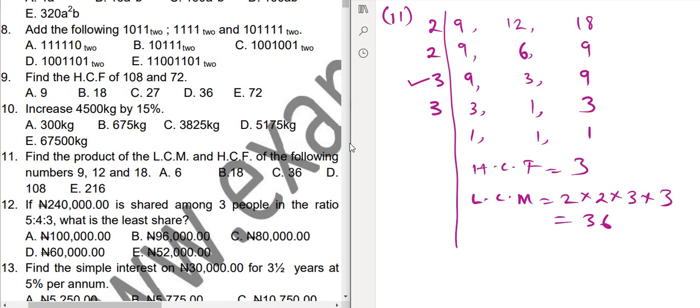He made a mistake. It's okay. So the product, they're asking for the product. So it will be 36 times 3, which is 108. Okay. Option D. Good.